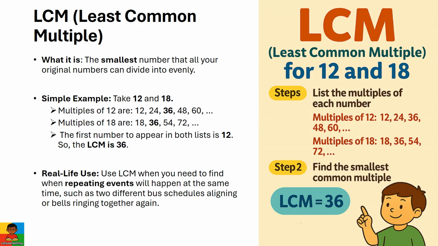LCM, or least common multiple, is the smallest number that all your original numbers can divide into evenly. For example, let's take 12 and 18. The multiples of 12 are 12, 24, 36, 48, and so on. The multiples of 18 are 18, 36, 54, 72, and so on. The first number that appears in both lists is 36, so the LCM is 36. In real life, use LCM to find when repeating events will happen at the same time, such as two bus schedules aligning or bells ringing together again.